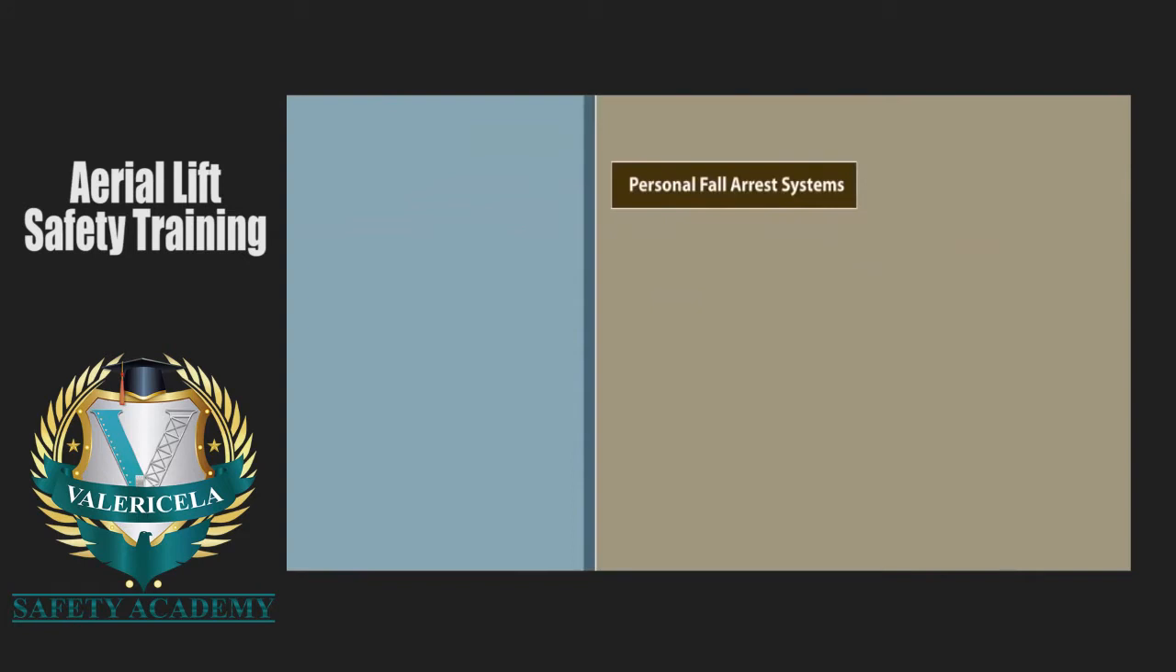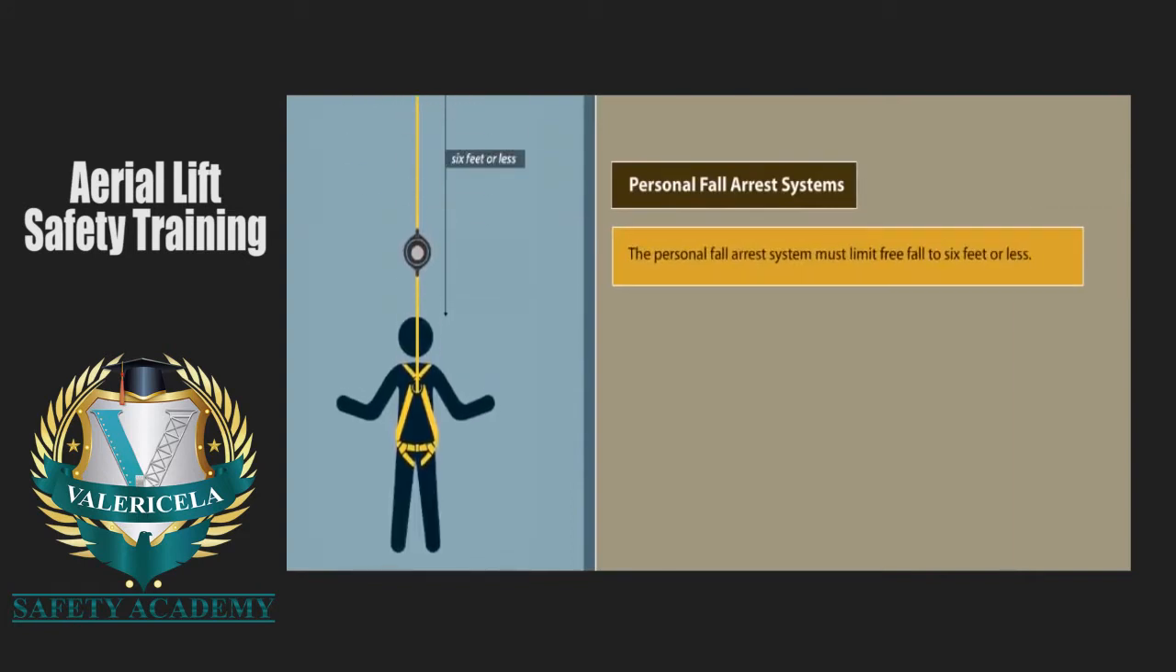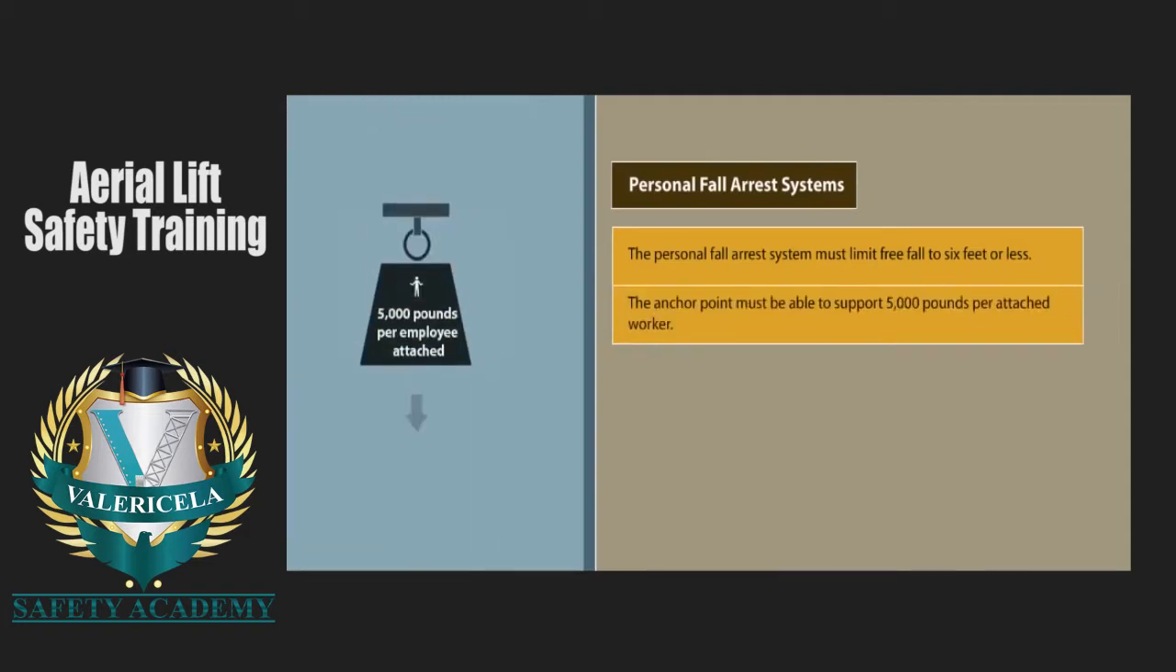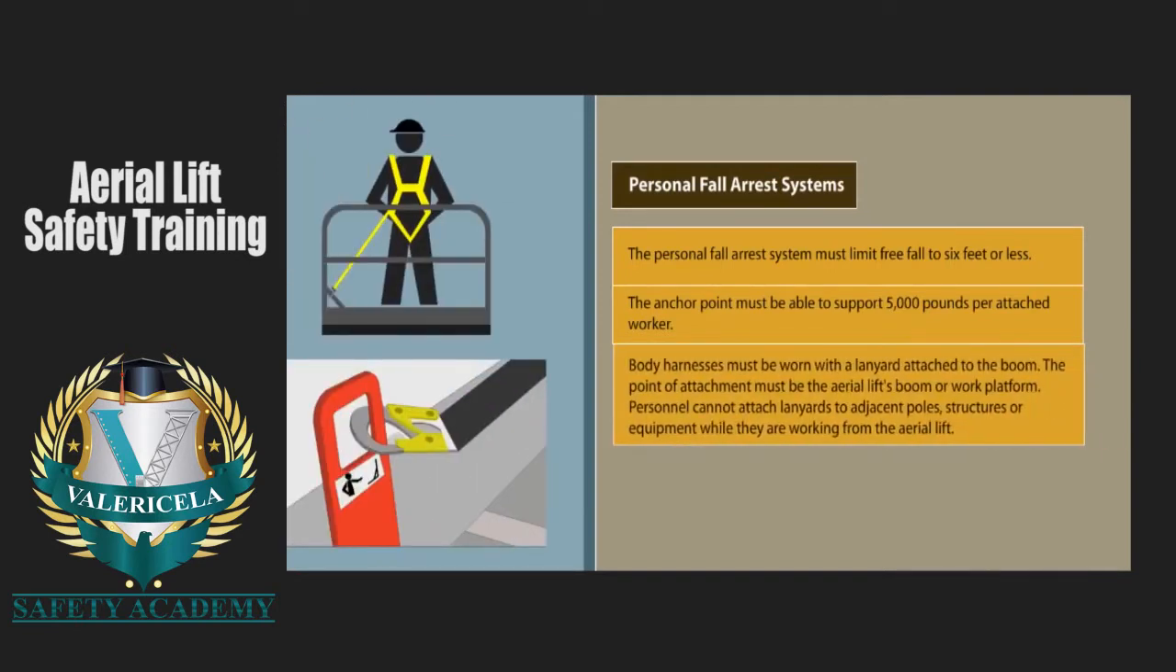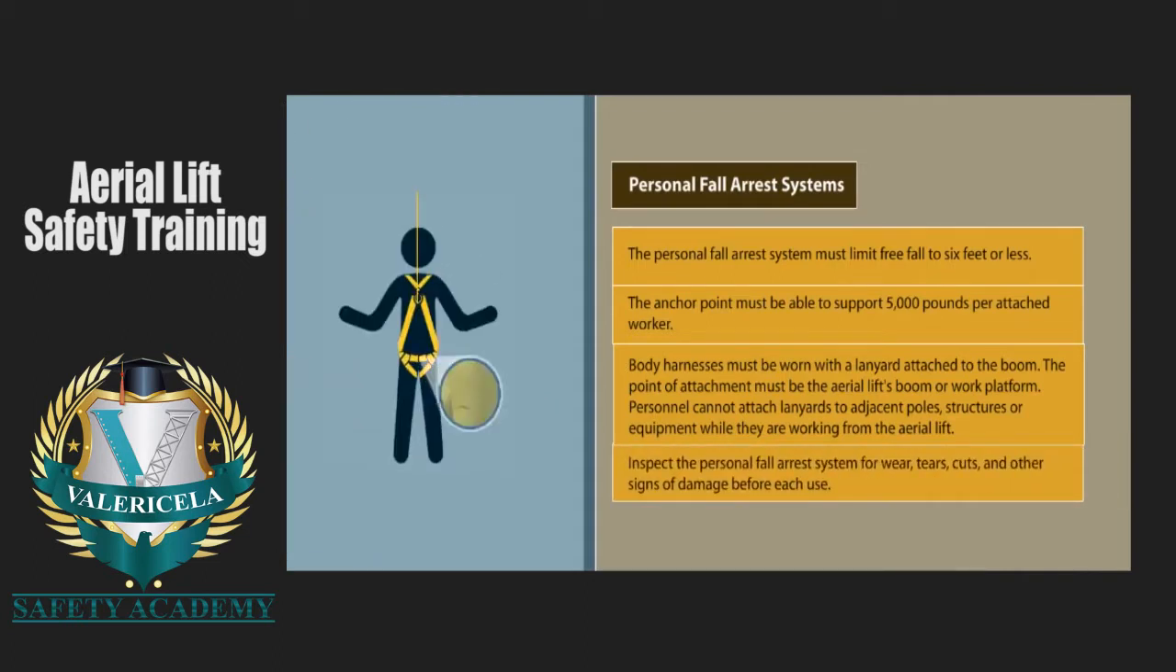Personal fall arrest systems. The personal fall arrest system must limit freefall to 6 feet or less. The anchor point must be able to support 5,000 pounds per attached worker. Body harnesses must be worn with a lanyard attached to the boom. The point of attachment must be the aerial lift's boom or work platform. Personnel cannot attach lanyards to adjacent poles, structures, or equipment while they're working from the aerial lift. Inspect the personal fall arrest system for wear, tears, cuts, and other signs of damage before each use.